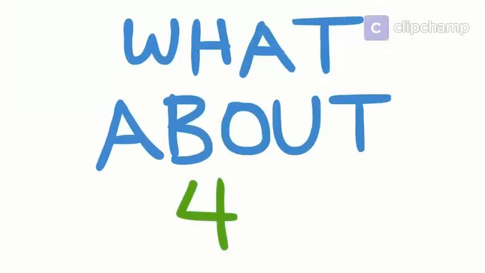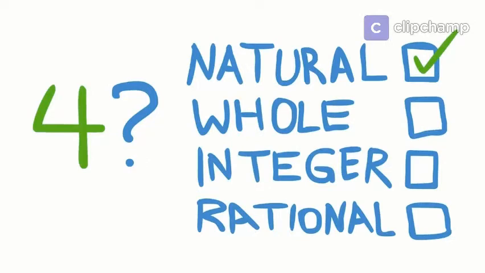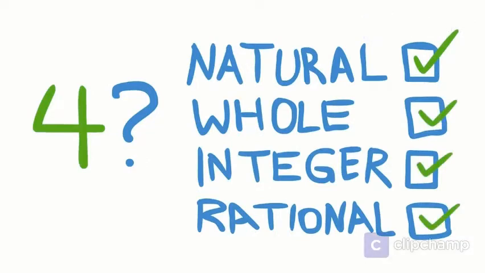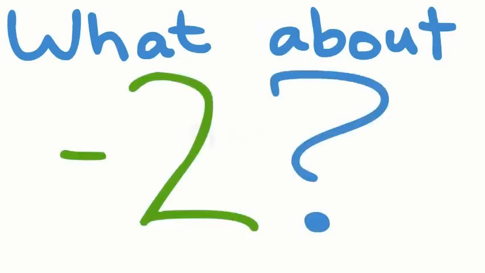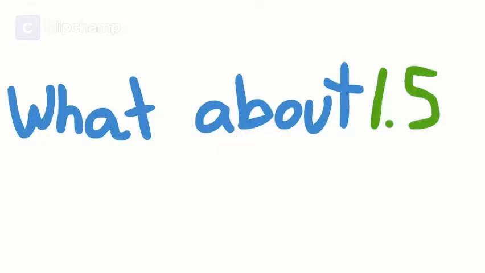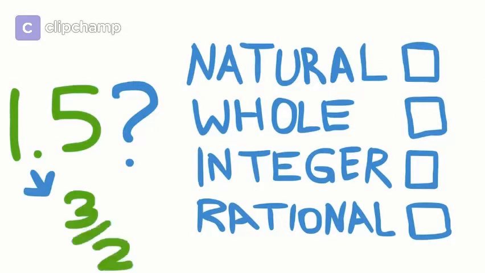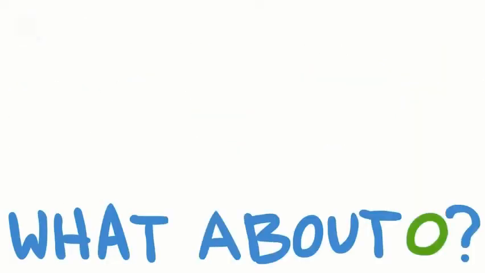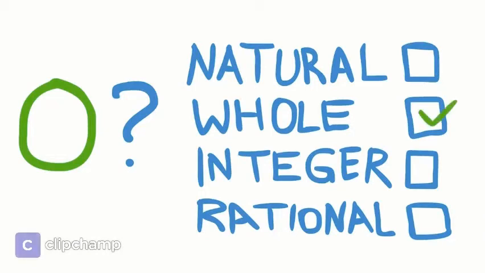What about 4? It's a natural number, so it's also whole, integer, and rational. What about -2? Integer and rational. What about 1.5? It's just rational. What about 0? It's whole, integer, and rational.